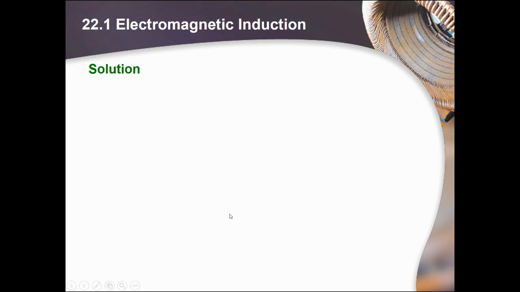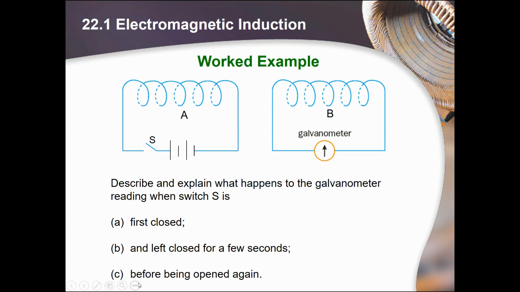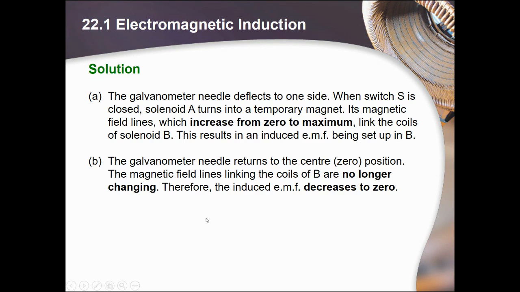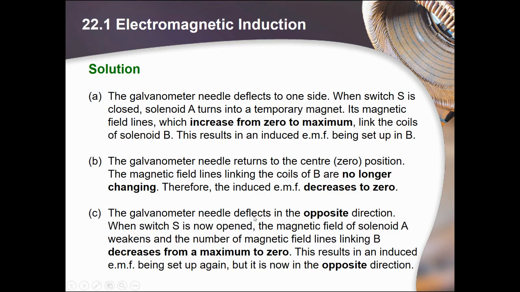Okay, and then part C now. Part C says that when I open the switch again. So when I open the switch, what is going to happen is the galvanometer needle will again show deflection, but it will be in the opposite direction. So when the switch S is now open, the magnetic field of the solenoid A becomes weaker, so it decreases from a maximum to 0.